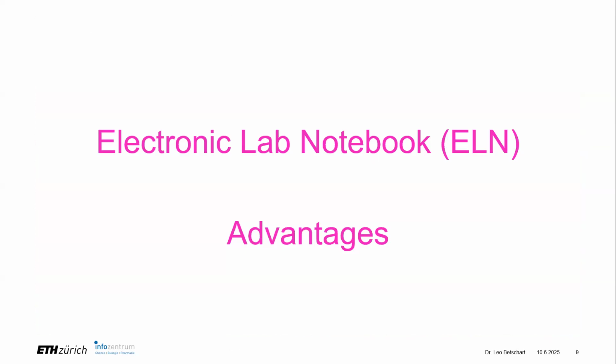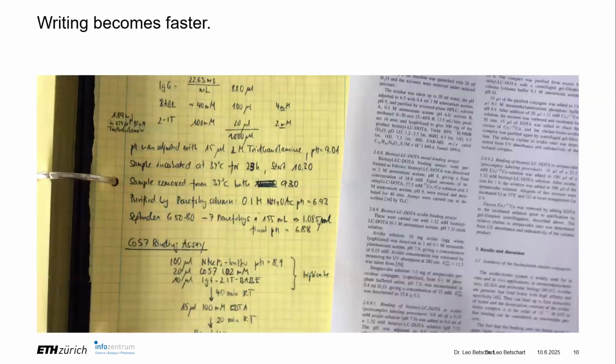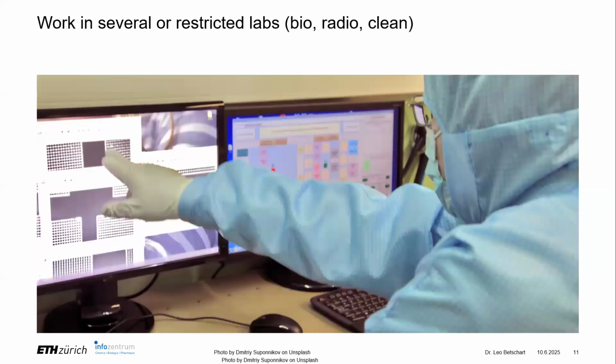Now, I want to contrast this with an electronic laboratory journal, and there are ups and downs. So let's start with the plus side. Your writing should become faster because you already have a digital version of what you produced. So assembling your supporting information for a paper should be quicker. If you work in several physical locations, or if you have a lab where you cannot easily take stuff in and out, like a radio lab or a high-level biosafety lab, then this really might be the way to go.